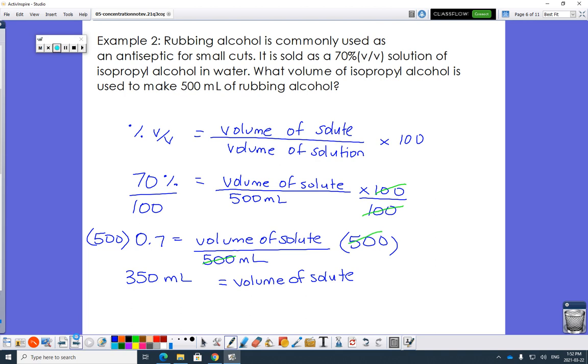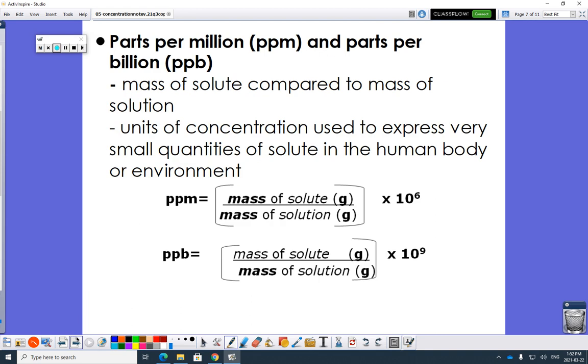Okay, so the next ratio of solute to solution calculation we can do is parts per million and parts per billion. We use parts per million, or ppm, and parts per billion, ppb, when you're trying to find usually quantities in the human body or the environment. If you think about inside your body, generally speaking, you wouldn't want a lot of something. Same thing with the environment.